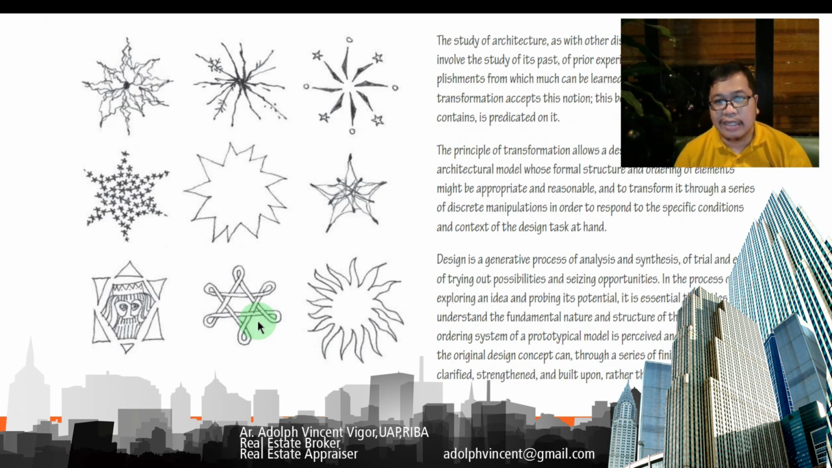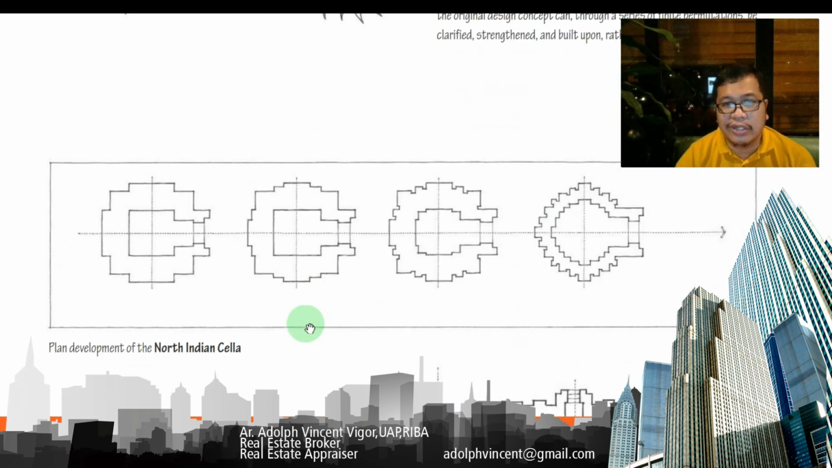So design is a generative process of analysis and synthesis, of trial and error, of trying out possibilities and seizing opportunities. In the process of exploring an idea and probing its potential, it's essential that the designer understand the fundamental nature and structure of the concept. If the ordering system of a prototypical model is perceived and understood, then the original design concept can, through a series of finite permutations, be clarified, strengthened, and built upon rather than destroyed.